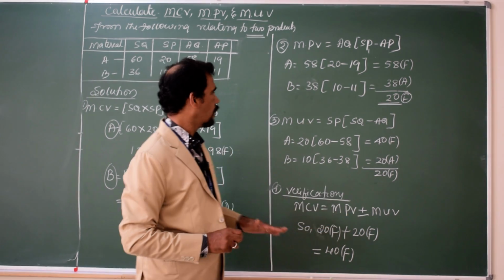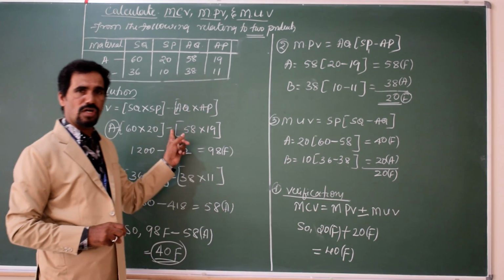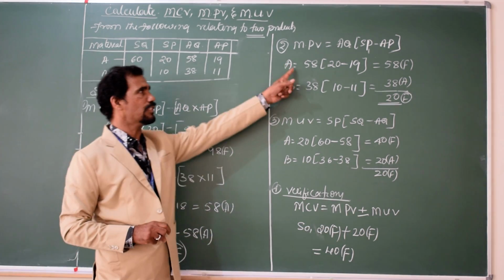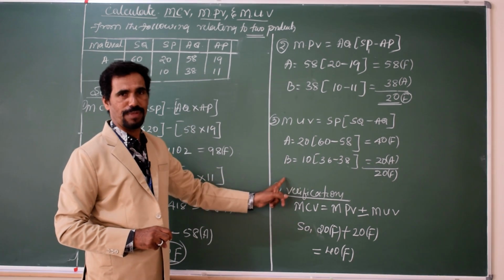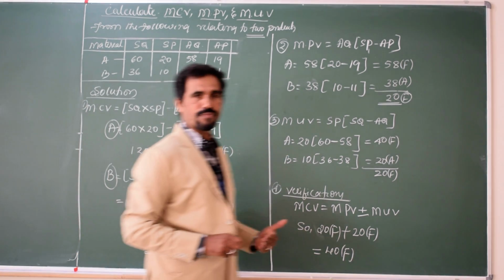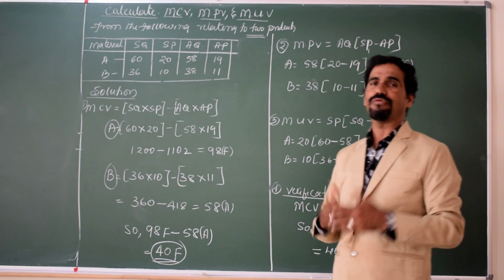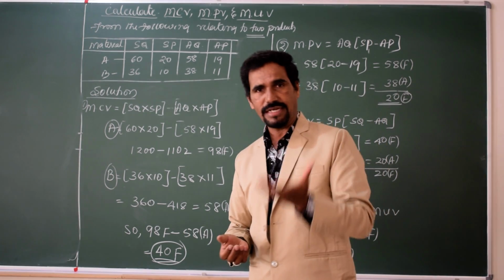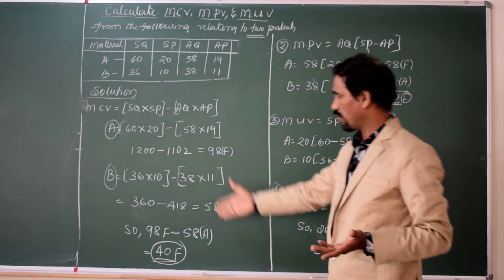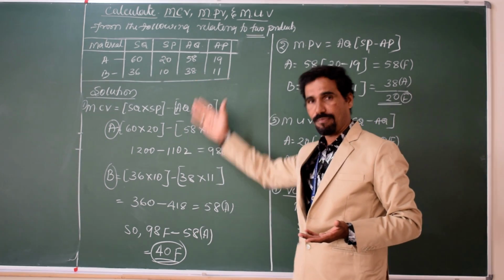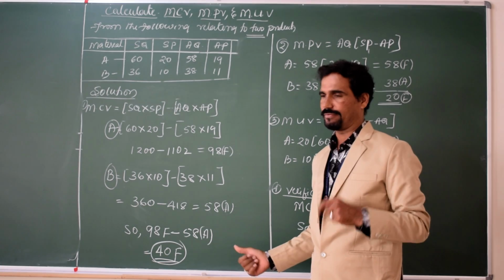So now we have already found material cost variance, material price variance and material usage variance. So this is the answer. How are we going to verify whether it is right or wrong? We are going to check once again as per the formula.